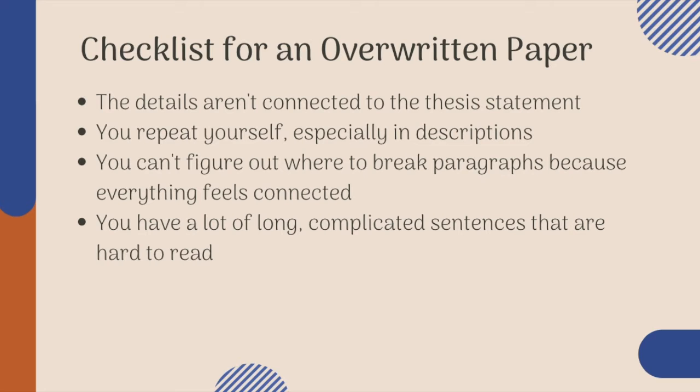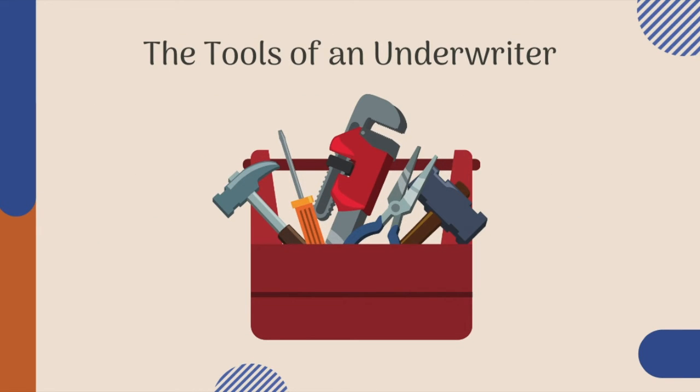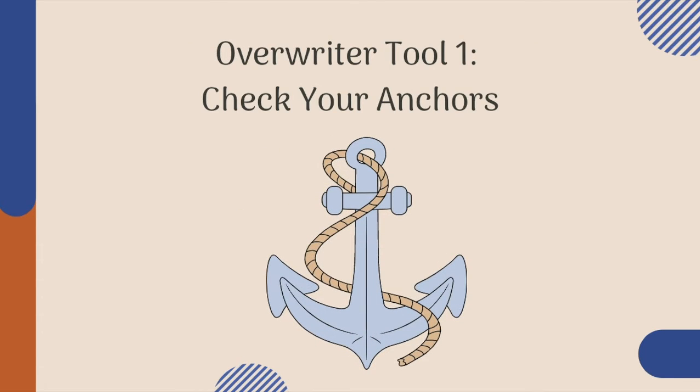And if that sounds like your paper, it's time to pull out your toolbox and start revising. Overwriters need a toolbox of approaches they can use when they revise that's going to help them get their papers focused and easier to read. The first tool that I want to talk to you about is checking your anchors. And anchors are kind of the points of your paper that help you know where you're trying to go and how you're going to get there.